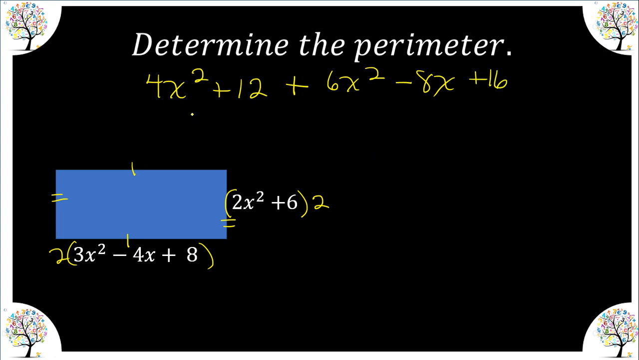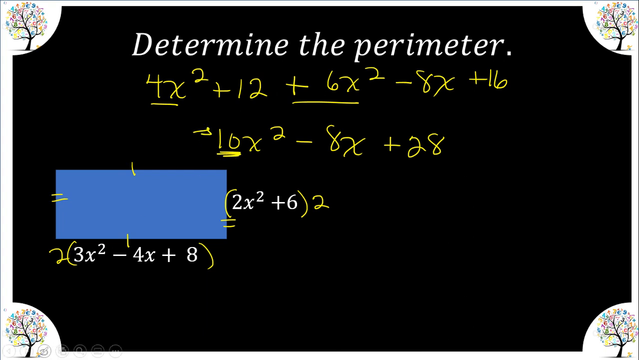And now I can combine these. So I have these 2 quadratics, that gives me 10x squared. I have this linear term, again, we're going to write it in standard form. And then I have 12 plus 16, that gives me 28. So we have a trinomial, it's a quadratic, it's written in standard form, the highest exponent down to the least. My leading coefficient is 10.